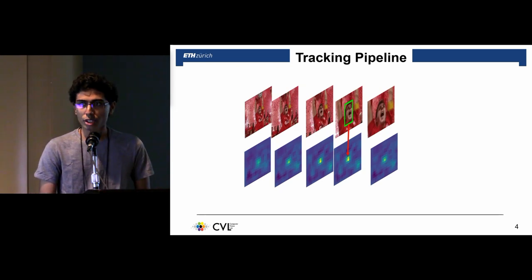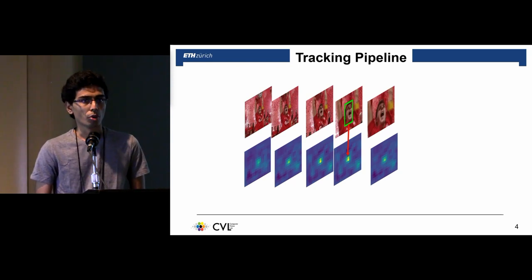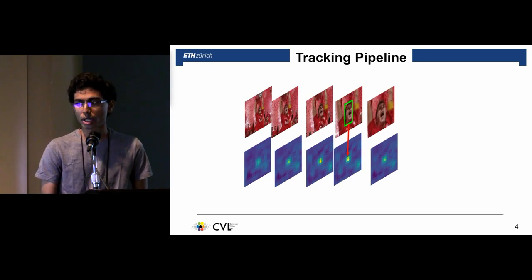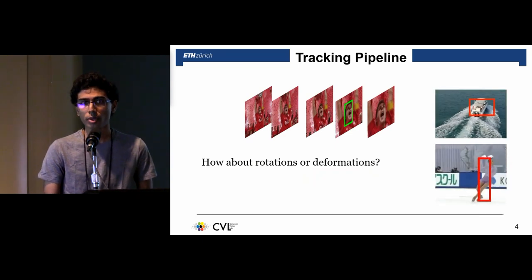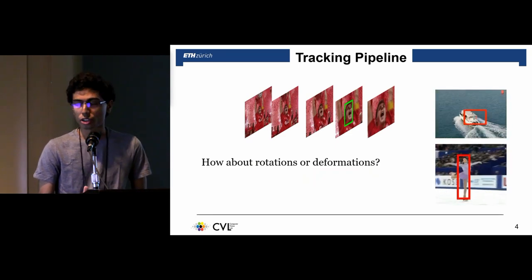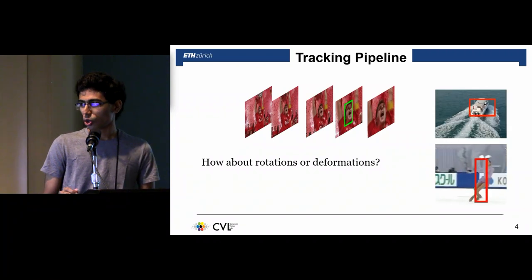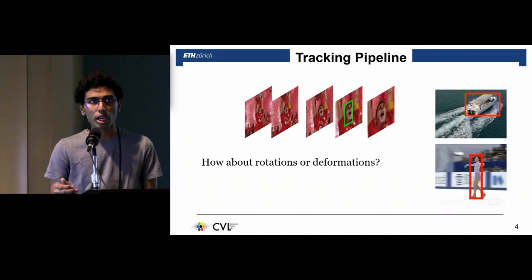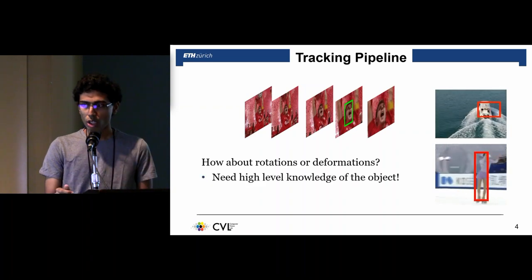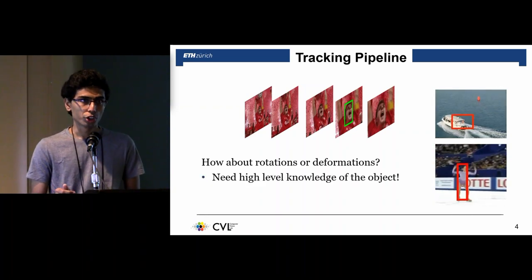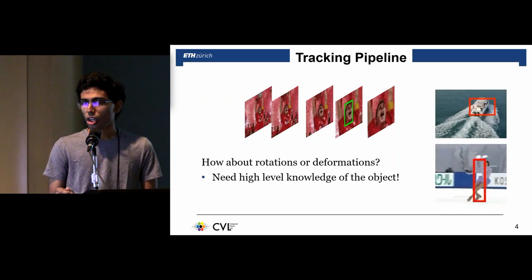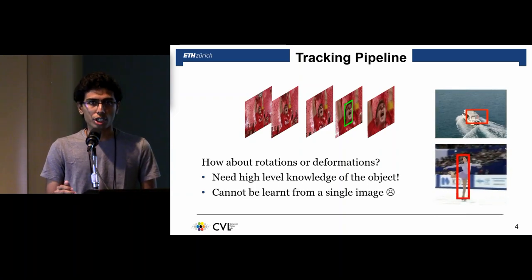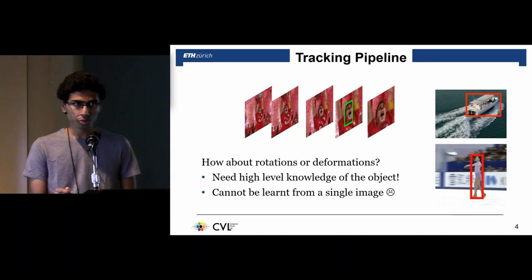As you can imagine, this strategy works fine when the target undergoes simple scaling. However, how about the cases when there are rotations or deformations? As we have seen before, the strategy struggles in this. So in order to effectively handle these scenarios, the tracker needs to have a high-level knowledge of the target object. For example, it should know what constitutes an object boundary. Unfortunately, such high-level knowledge cannot be learned from a single image.